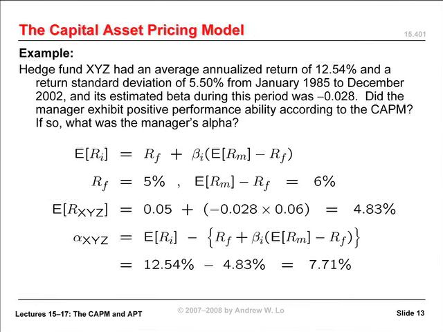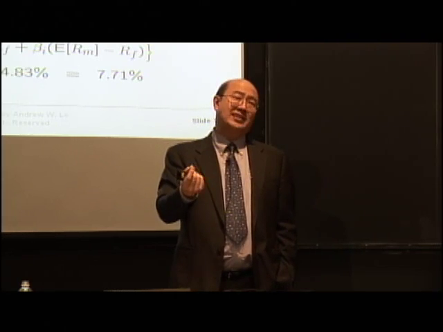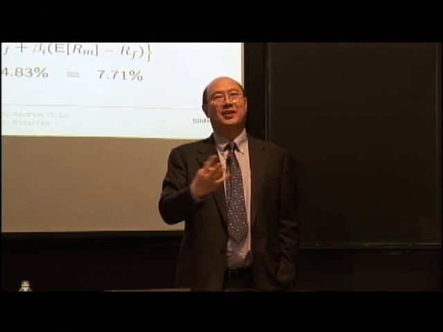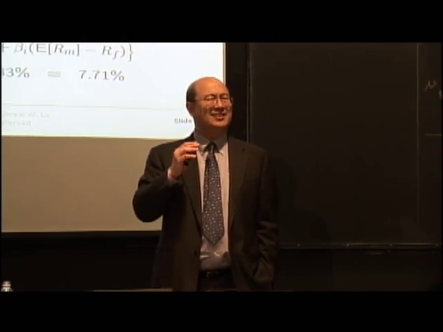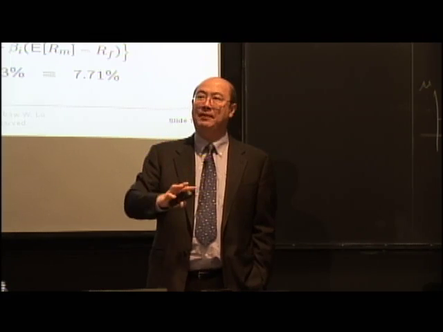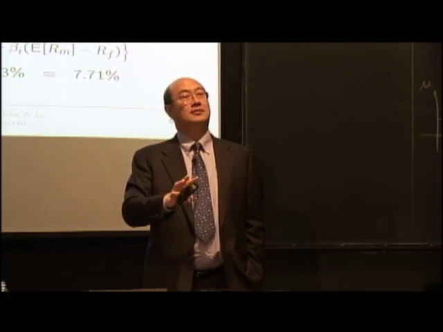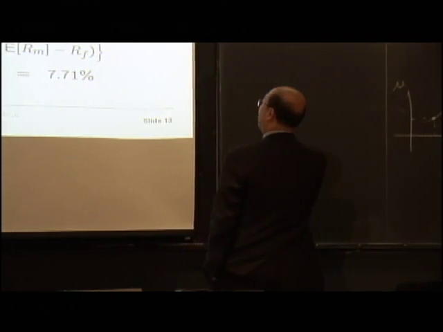Hedge fund XYZ had an average annualized return of 12.5% and a return standard deviation of 5.5% from January 85 to December 2002. And the estimated beta over this period was minus 0.028. Now, somebody asked about a negative beta. Well, here's an example of a negative beta asset. Positive expected rate of return, negative beta. So if it's got a positive expected rate of return and a negative beta, you know something can't exactly be right, because that doesn't sound like it makes sense in terms of the CAPM framework. And in fact, it doesn't. It doesn't make sense.